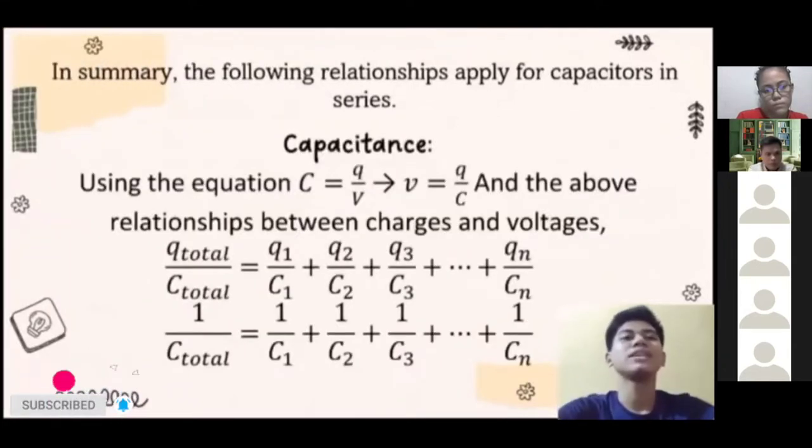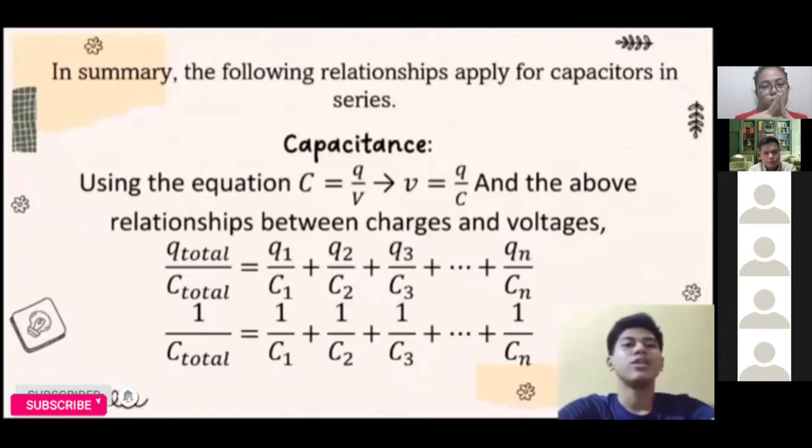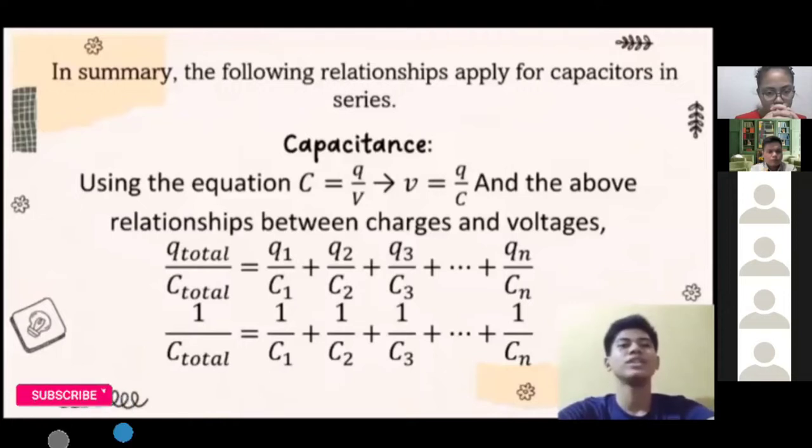Meron tayong equation na ginagamit, which is the capacitance equals the Q or charge over voltage. I-convert natin to para maging voltage is equal to Q over capacitance. So, ang Q total over C total is equal to Q sub 1 over C sub 1 plus Q sub 2 over C sub 2 plus Q sub 3 over C sub 3 and so on. Pero, gaya nga ng sabi natin kanina, ang Q total or ang charge ay equal to each other. So, mangyari, equal to 1 na lang siya. So, 1 over total capacitance is equal to 1 over C sub 1 plus 1 over C sub 2 plus 1 over C sub 3 and so on.